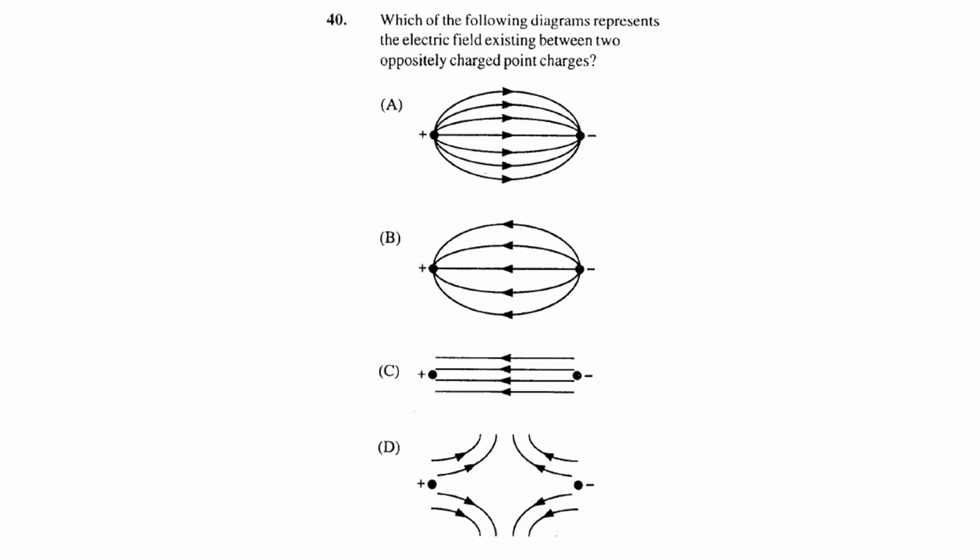Number 40. Which of the following diagrams represents the electric field existing between two oppositely charged point charges? So the answer is either A or B. It's not C or D. Those should just be eliminated right away. What's the difference between A and B? The direction of the arrows. So the answer is A because the field goes from positive towards negative. Similarly, if it were a magnetic field, it would go from north towards south.